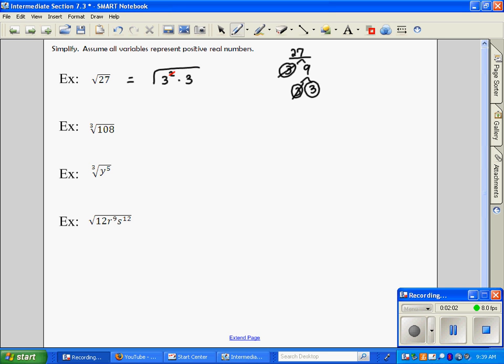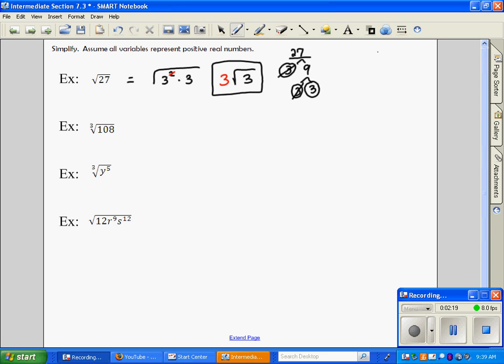So I'm going to get to pull a 3 out front, and what's left underneath the radical bar is a 3, because that one doesn't have an exponent matching the index. So we're trying to target our index. And maybe you'll pick this idea up as we continue to go and understand where I'm going with this.